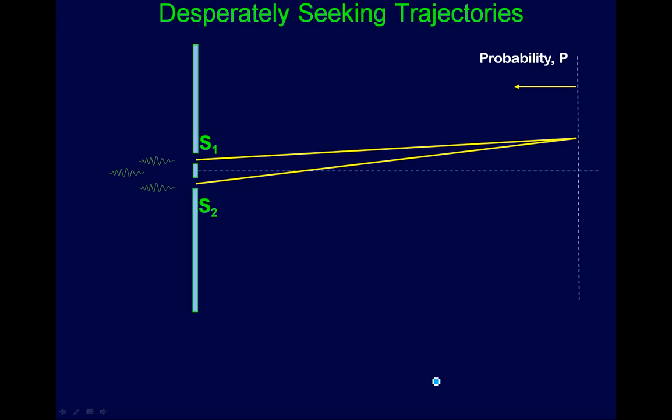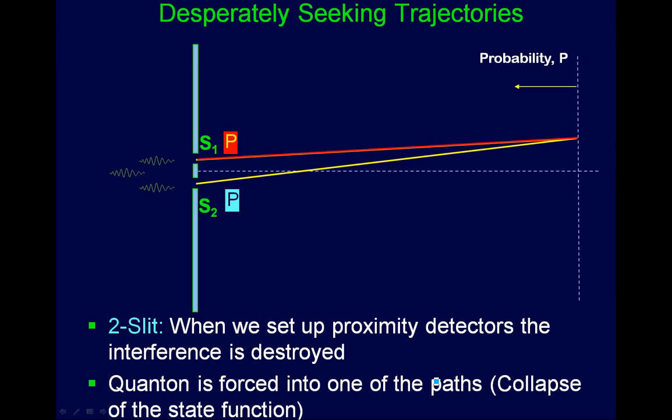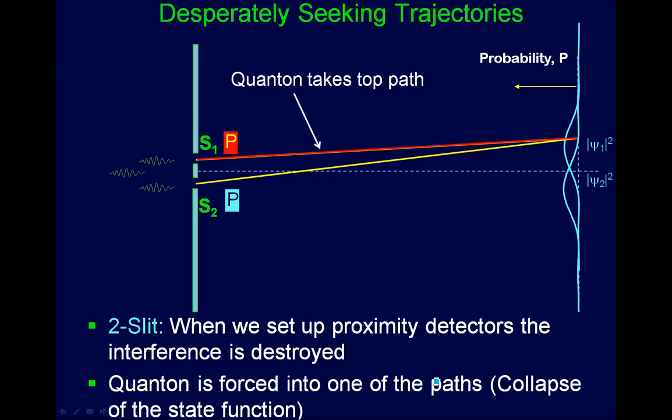It's a very similar idea. So here we have two slits. There are two paths to get to the point we're talking about, where there may be constructive or destructive interference. When you have no idea which path the particle is taking, you get these interference effects. However, if you set up the proximity detectors, and say the top one goes off, so we know the particle was in the top path, you destroy the interference. One way to think about this is that the quanton is forced into one of the paths. We're going to call this the collapse of the state function. When you force it to go into one of the two paths, the interference is destroyed and the quanton takes the top path.